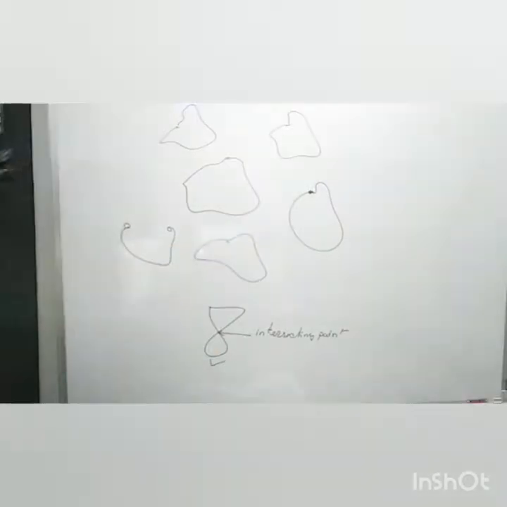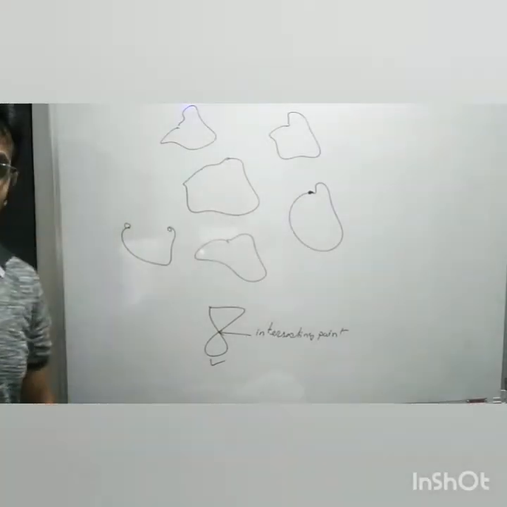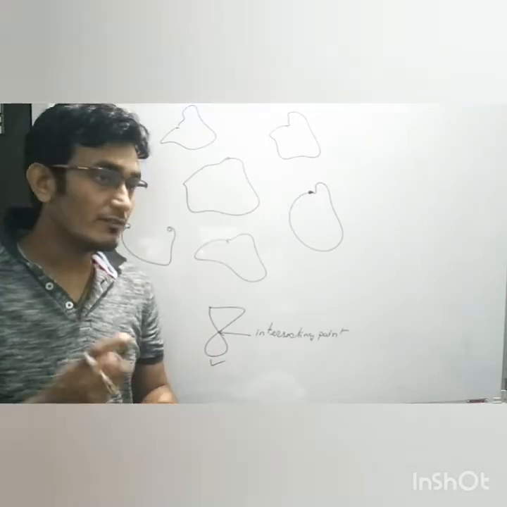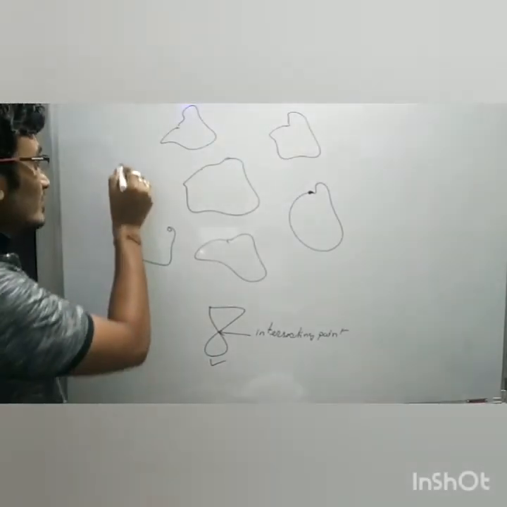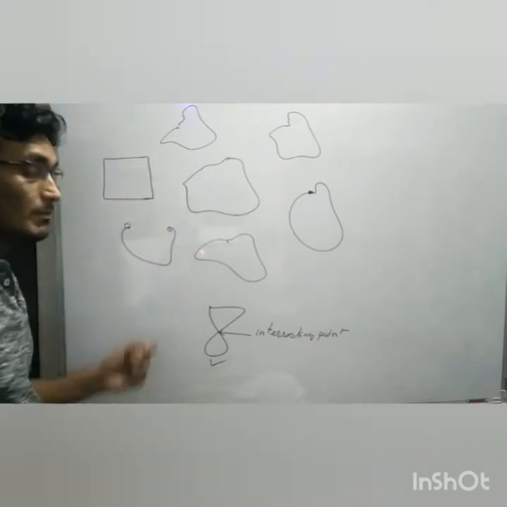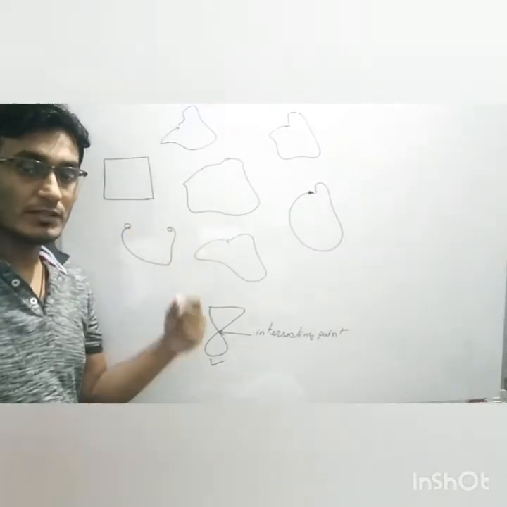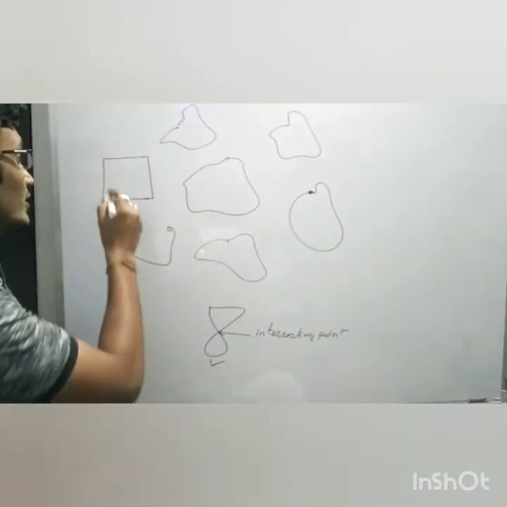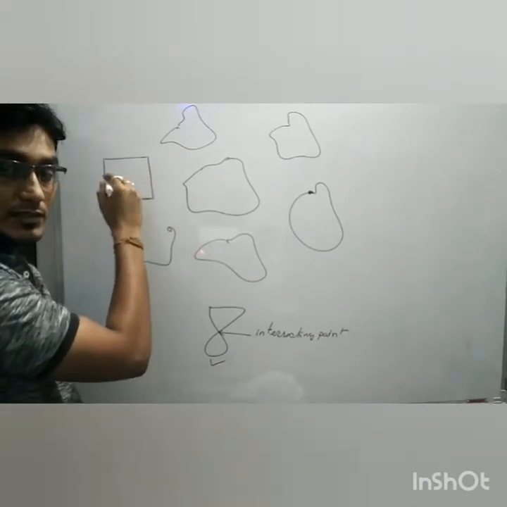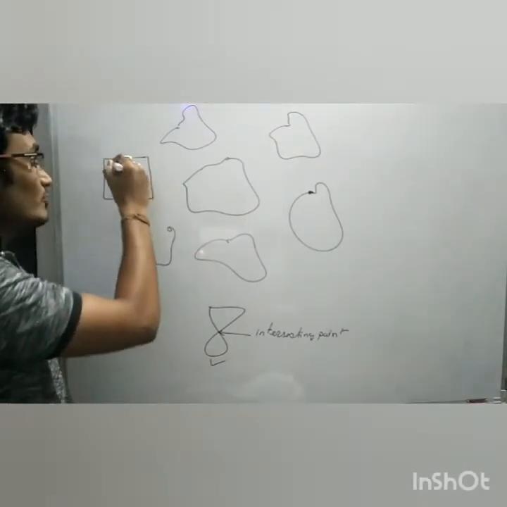Then after that, the next topic is polygon. Polygon is also a curve. But how can you define a polygon? Polygon means it should be a closed figure but bounded by line segments. So here this is a closed figure, and we have seen that this closed figure is bounded by line segments. So this one we consider as a polygon.